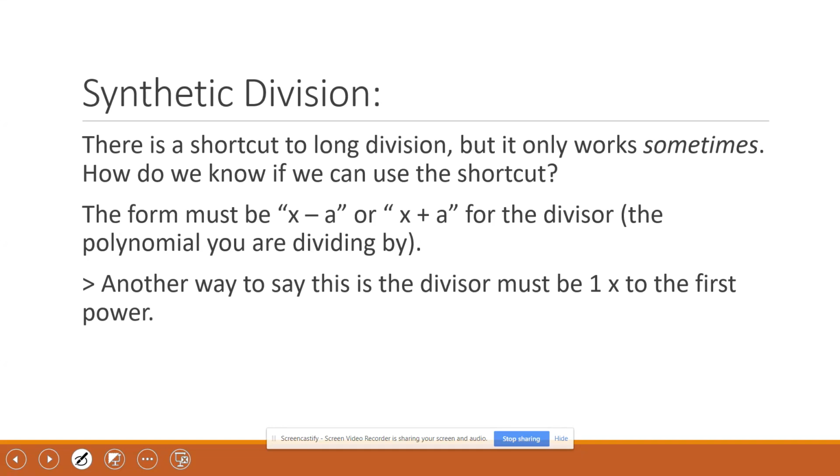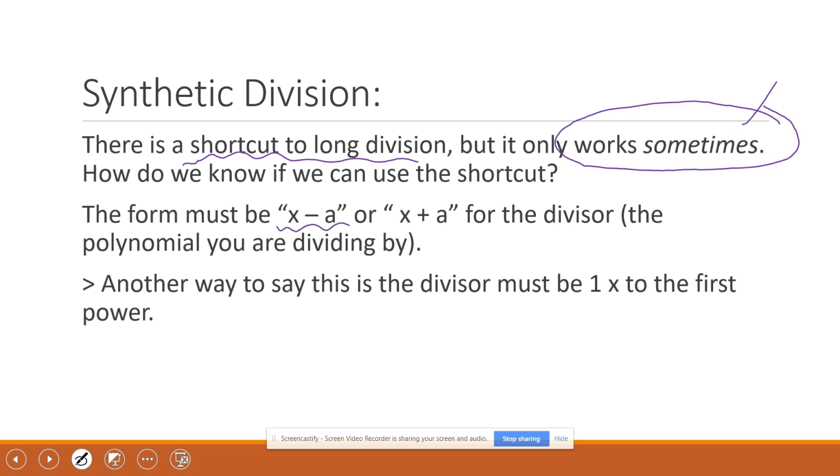Welcome back to night 2 of polynomial division. Tonight we're going to talk about a shortcut. However, a word of caution. This shortcut only works sometimes. How do we know if we can use the shortcut?